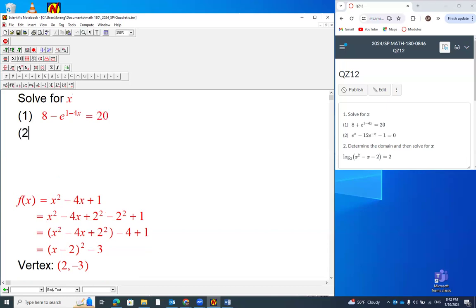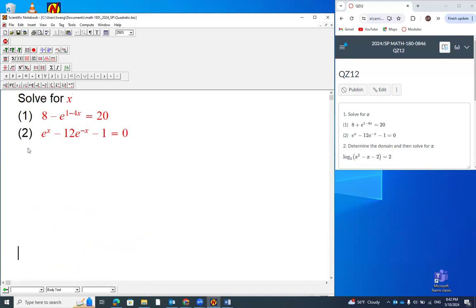The second one is to solve an exponential equation: e to the power x minus 12 multiplied by e to the power of negative x minus 1 equals 0.